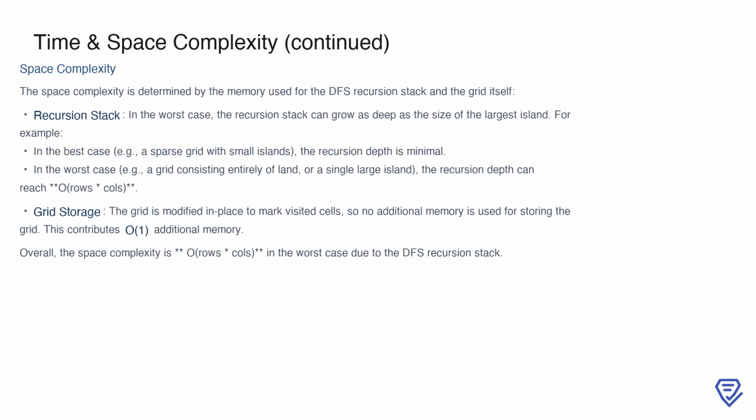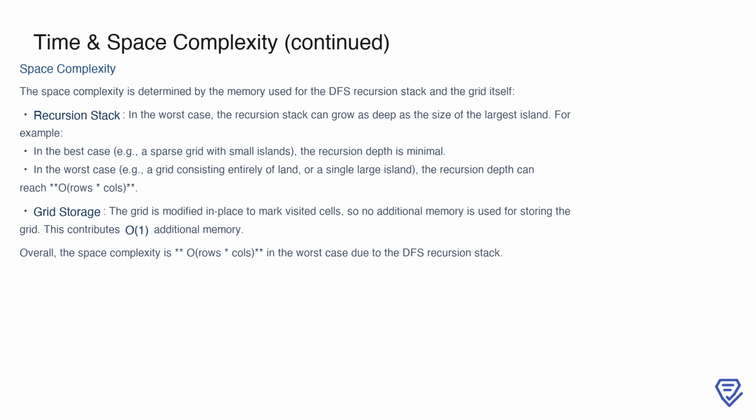The space complexity of this algorithm depends on 2 main factors: the recursion stack used during the DFS, and the storage for the grid. First, let's consider the recursion stack. In the best case, where the grid has sparse islands or no land at all, the depth of recursion is minimal. However, in the worst case, where the entire grid is land, forming one massive island, the recursion stack can grow as deep as the total number of cells, which is O(rows * cols).